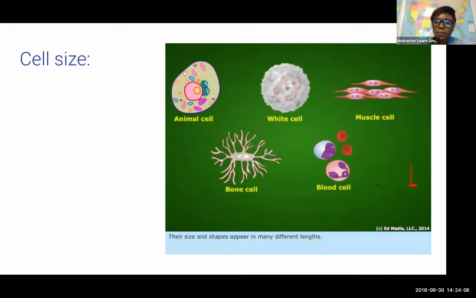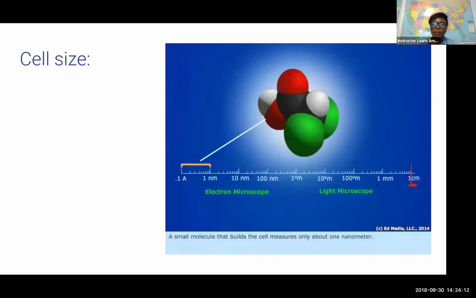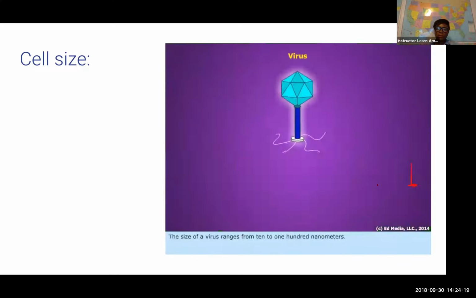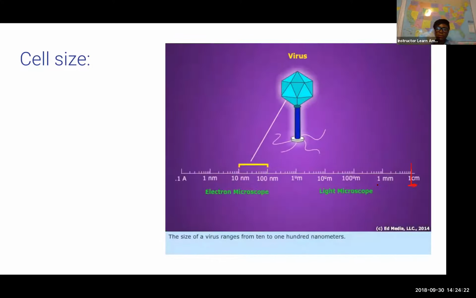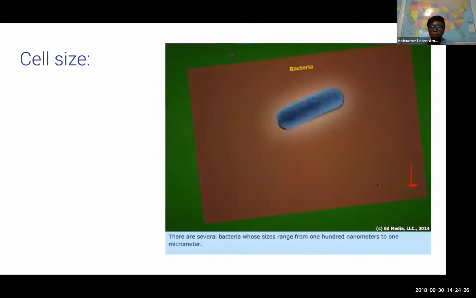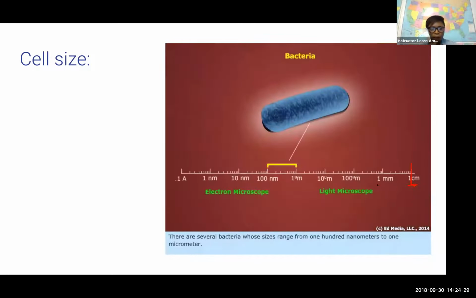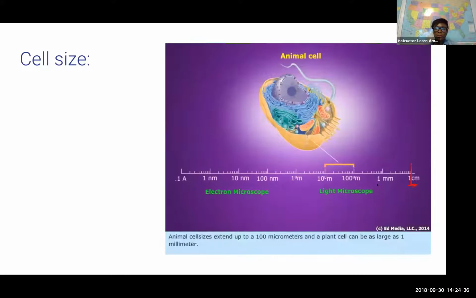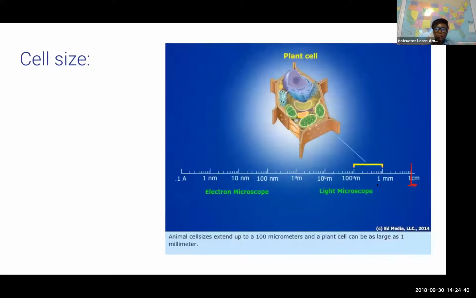Their size and shapes appear in many different lengths. A small molecule that builds the cell measures only about 1 nanometer. The size of a virus ranges from 10 to 100 nanometers. There are several bacteria whose sizes range from 100 nanometers to 1 micrometer. Animal cell sizes extend up to 100 micrometers, and a plant cell can be as large as 1 millimeter.